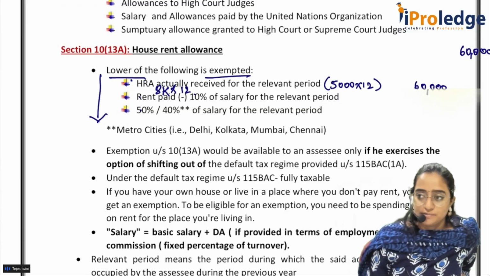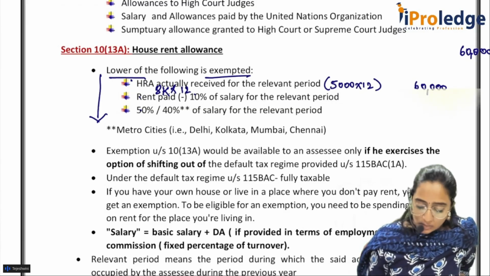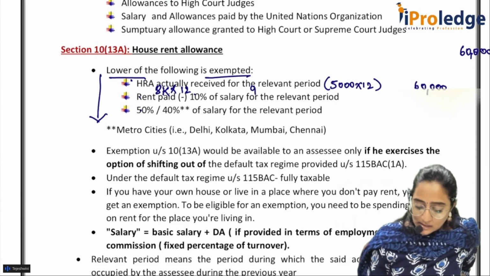12 into 8, 96,000. 96,000 or 10% of your salary.